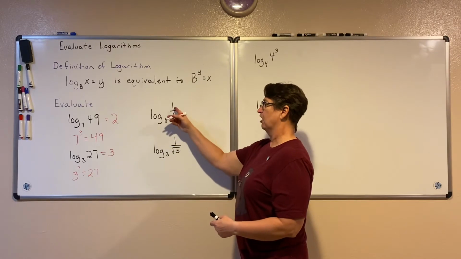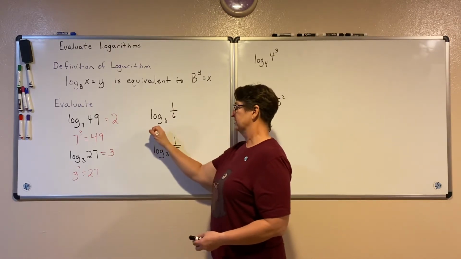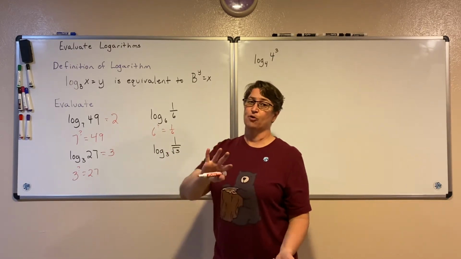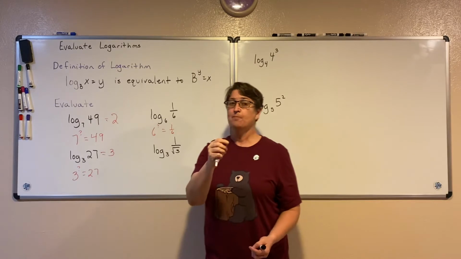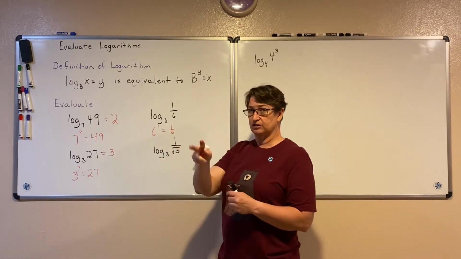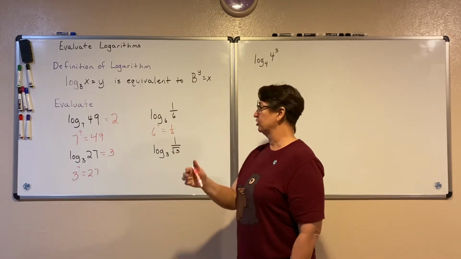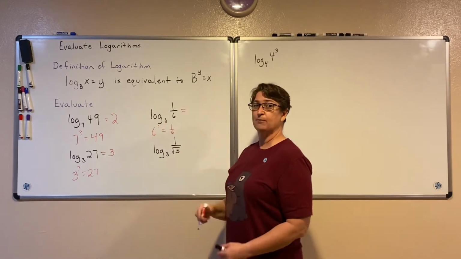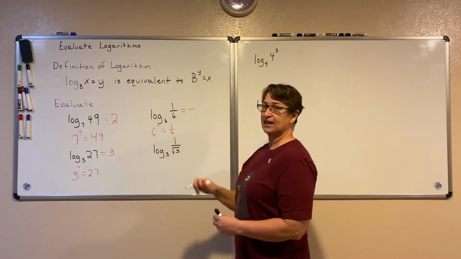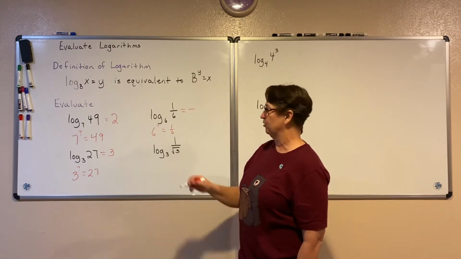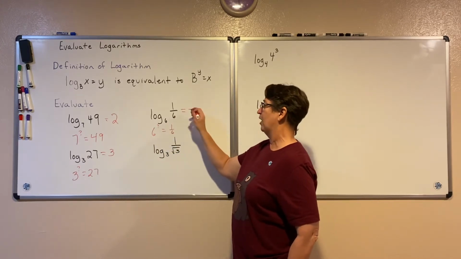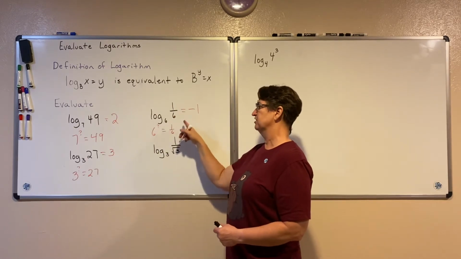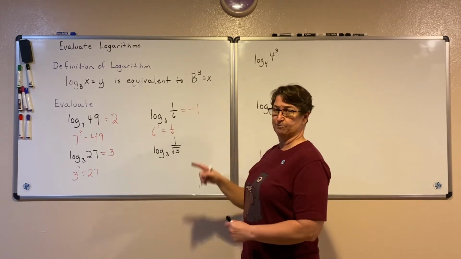Log base 6 of 1/6, I'm asking 6 to what power equals 1/6? Well, remember that to reciprocate, the exponent that causes it to do that is a negative exponent. So when I see that in the denominator, I'm going to think I'm going to have a negative exponent. And 6 raised to the first power gives me 6. So log base 6 of 1/6 is just equal to -1.